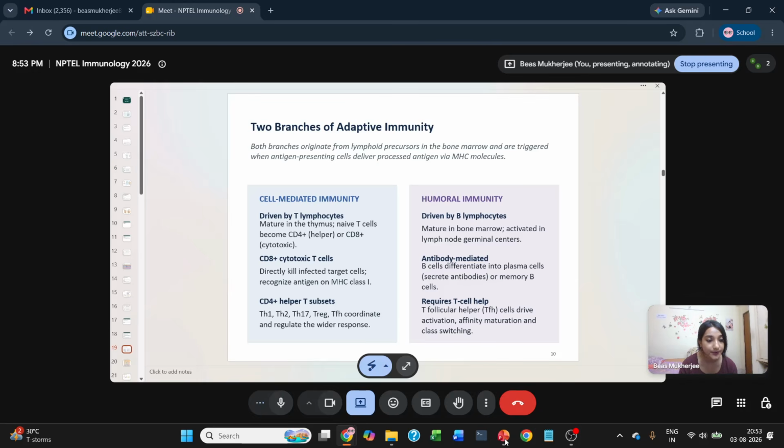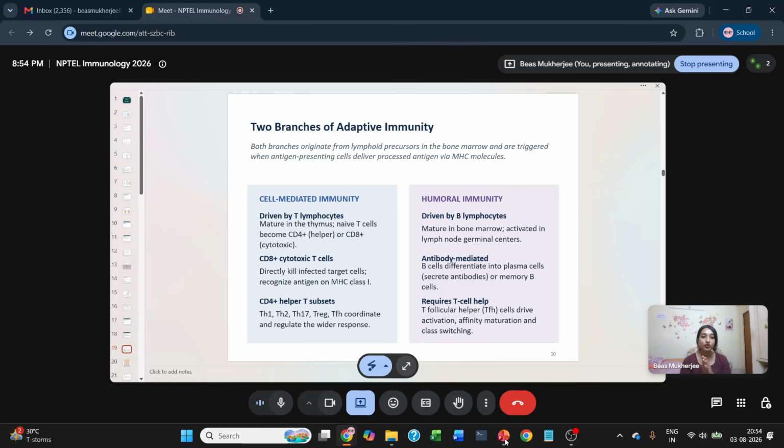Okay. Now we come to cell mediated immunity. This is driven by T lymphocytes. They mature in the thymus, and that is why the name T lymphocyte comes. The naive T cells become CD4 containing helper T cells or CD8 containing cytotoxic T cells. So what is CD? CD is cluster of differentiation. This is a group of proteins that are showing similar immunological activity. Helper T cells have CD4 receptor. Cytotoxic T lymphocytes have CD8 receptors.